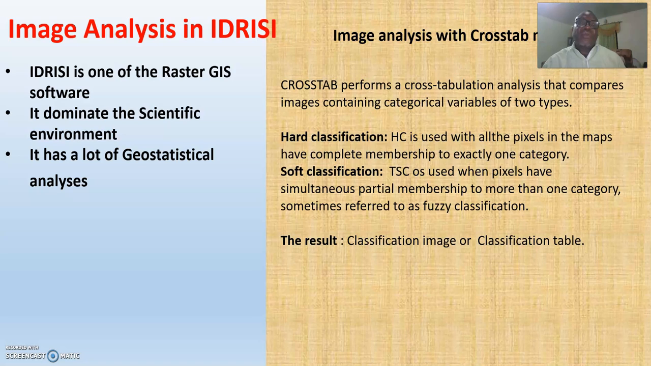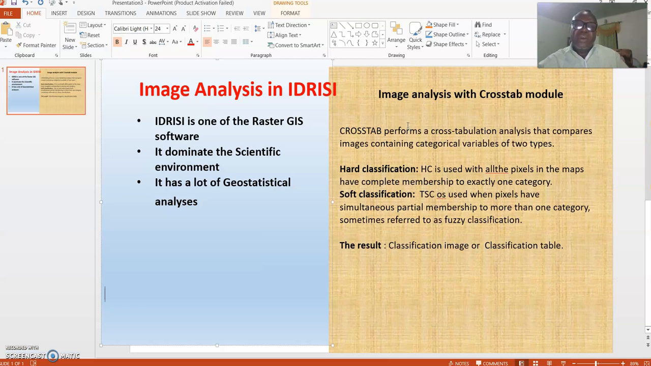But today we are going to look at how you can use it to know the changes taking place in land use land cover using the cross-tab model. The cross-tab model in the image analysis section of IDRISI contains the hard classifier and soft classifier, or what we can call the hard cross-tab and the soft cross-tab.